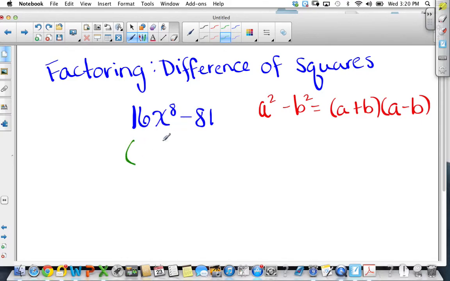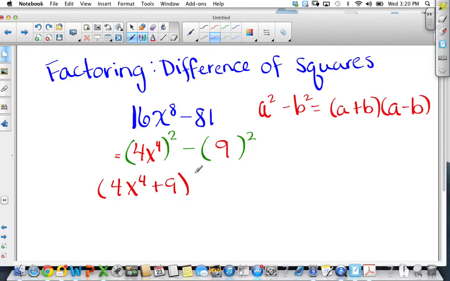So first thing I'm going to do is I'm going to write this as something squared minus something squared. Hence show that it's a difference of squares. So this is 4x to the 4th. When you square that, you get 16x to the 8th. And this is 9. So my a is 4x squared and my b is 9. So now I can factor a plus b, a minus b.